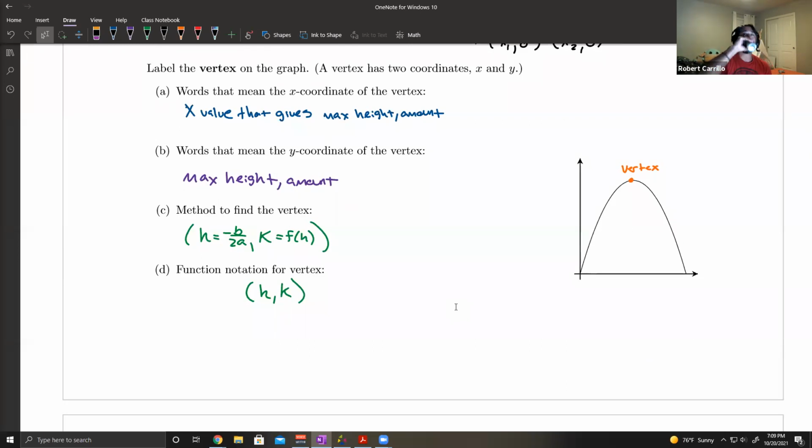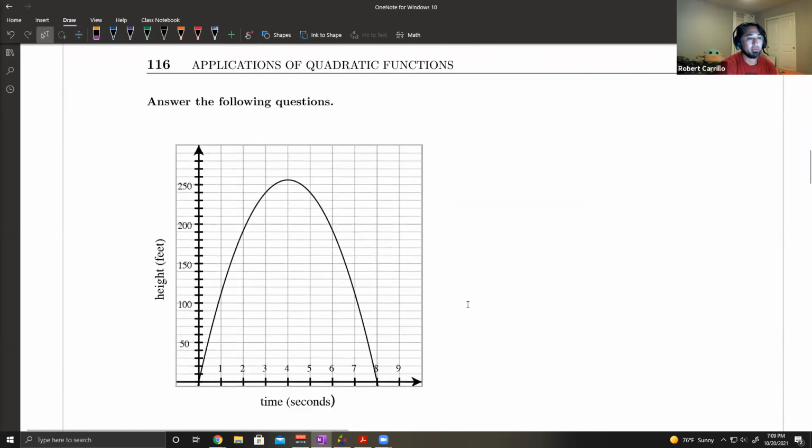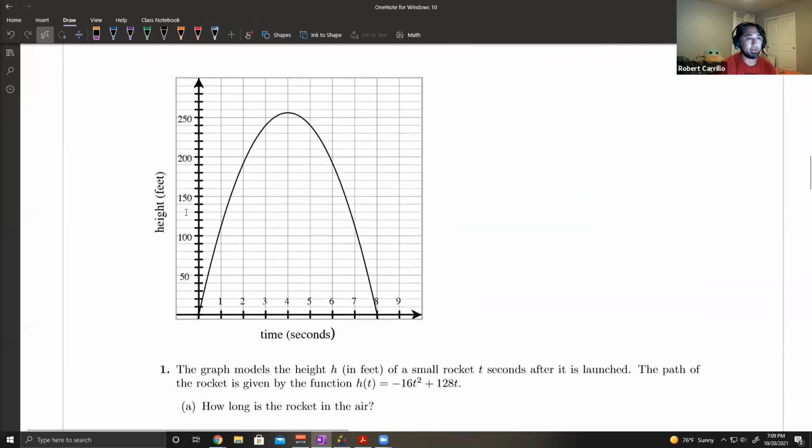For now, right? Okay, so let's try it out. Given this graph, answer the following questions.